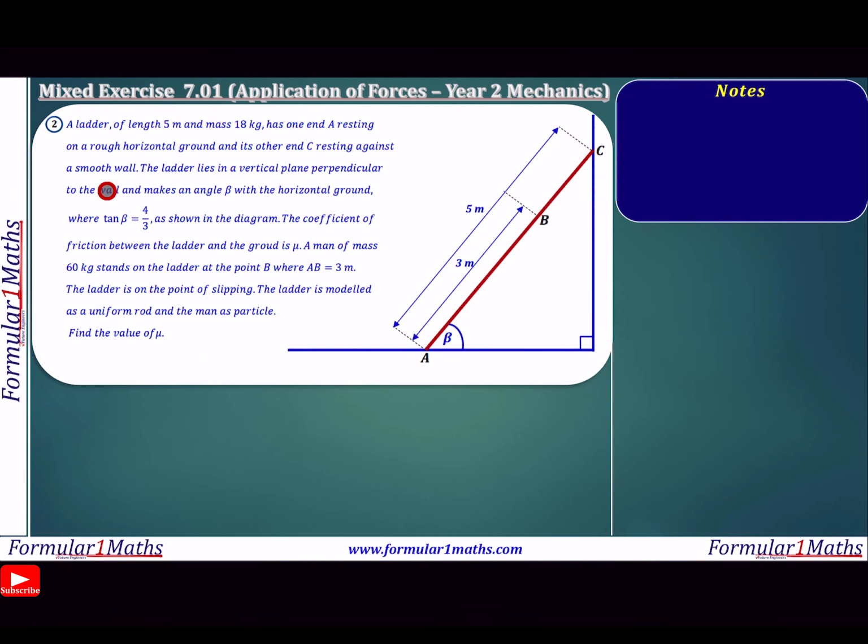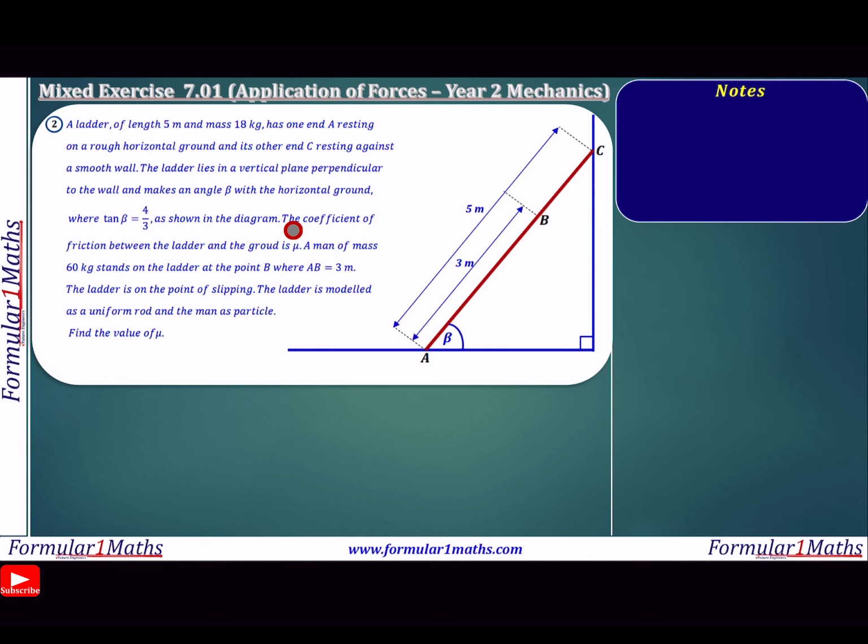Question 2. A ladder of length 5 meters and mass 18 kilograms has one end A resting on a rough horizontal ground and its other end C resting against a smooth wall. The ladder lies in a vertical plane perpendicular to the wall and makes an angle beta with the horizontal ground, where tan beta is equal to 4 over 3, as shown in the diagram.